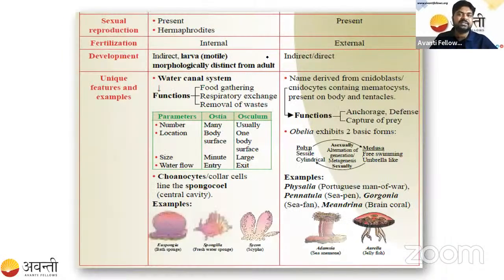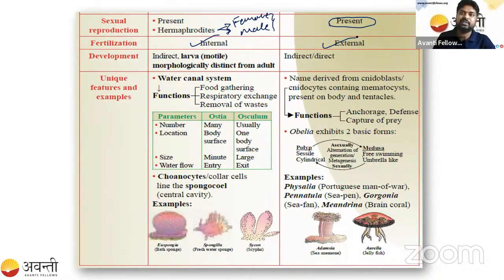Okay. Next one is the sexual reproduction. So here you can see sexual reproduction is present in case of Porifera, and they are hermaphrodites. Then what is meant by hermaphrodites? Two sex organs are present, female and male, in one organism. When both reproductive organs are present in one organism, that is known as hermaphrodite. Here you can see sexual reproduction is present. Next one, fertilization is internal, fertilization is external. I think you know about internal and external fertilization. Okay?